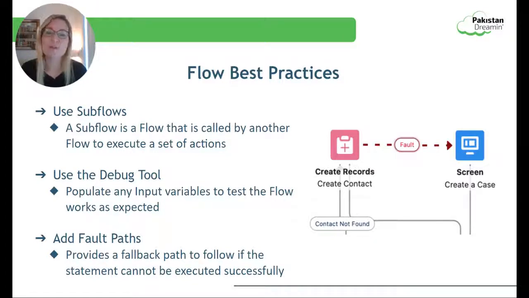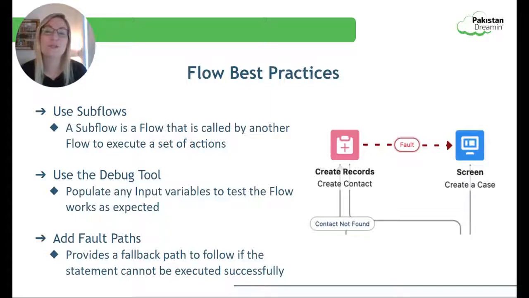So the first one here is to use subflows. So a subflow is a flow that is called by another flow to execute a set of actions, and these don't count towards that magic number of 3. So use subflows. They're also great for repeatable actions that you might use between different objects or different automations.